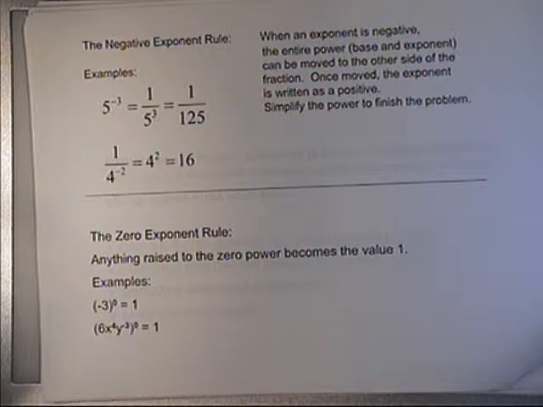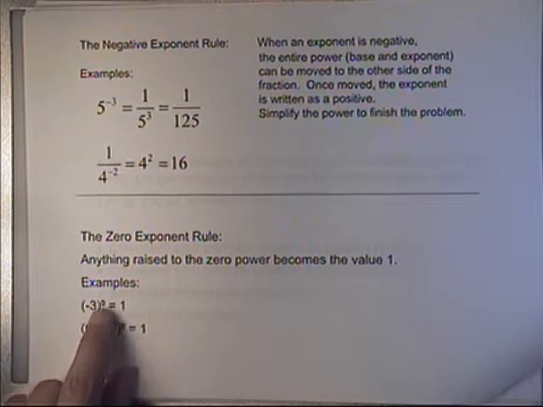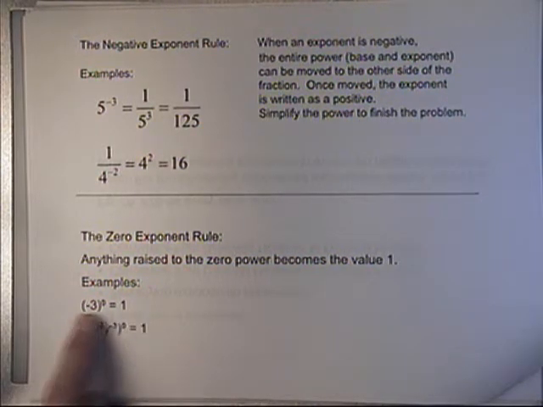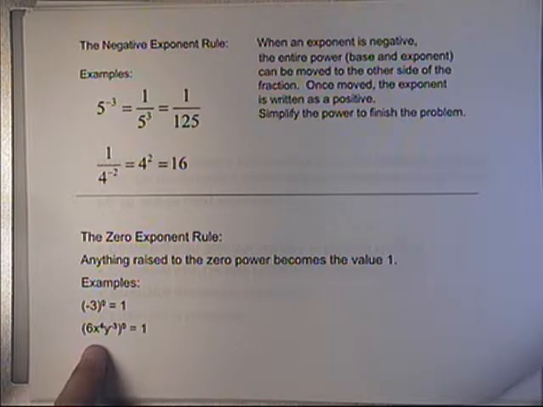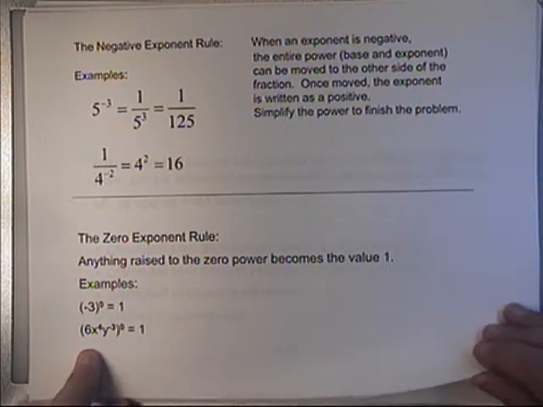The zero exponent rule basically means that anything that you attach a zero exponent to turns the entire expression into a 1. So negative 3 to the 0 power was 1. All this stuff, if the entire term is raised to the 0 power, it becomes 1. It doesn't matter how complicated that is down there.